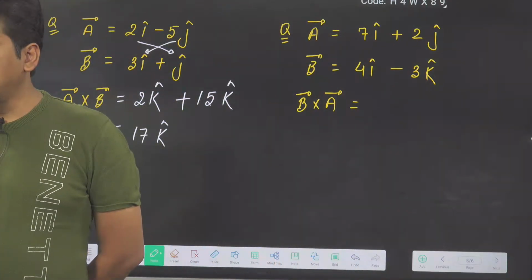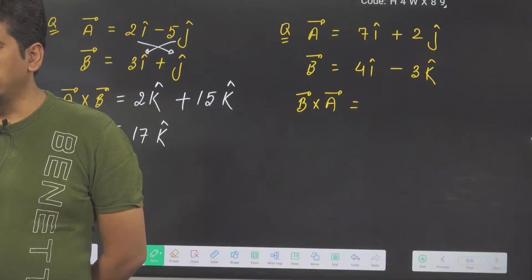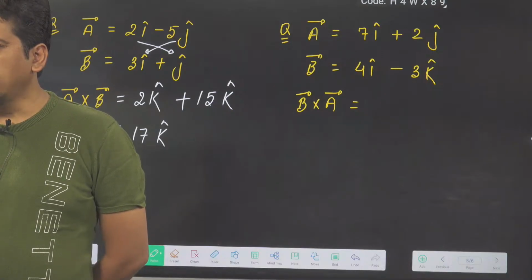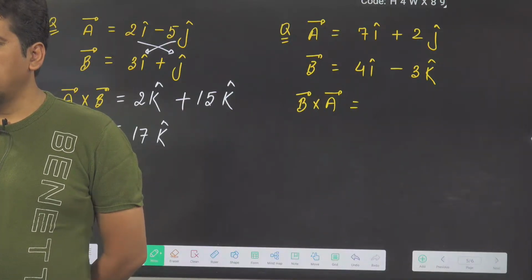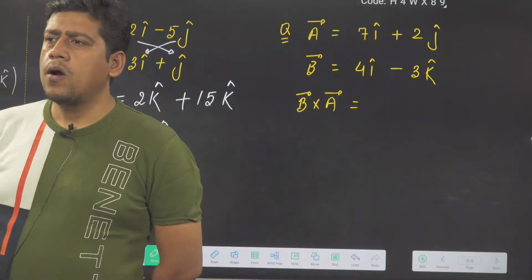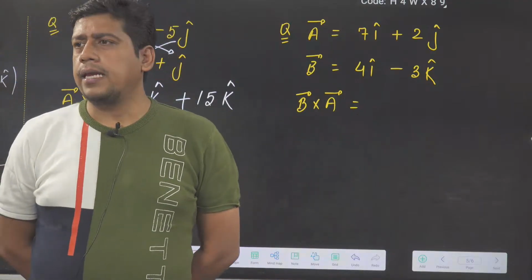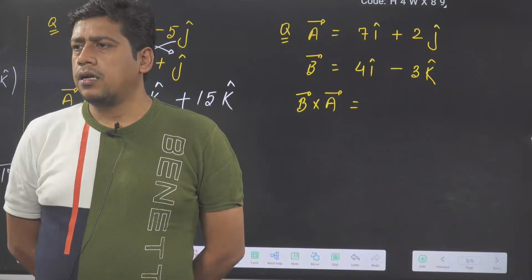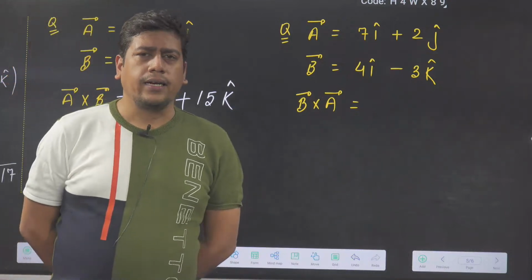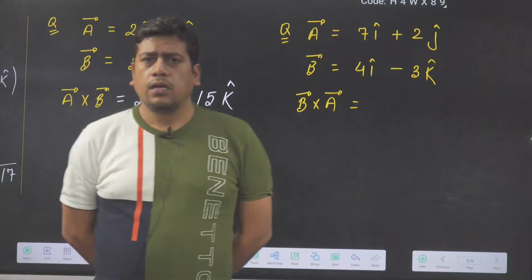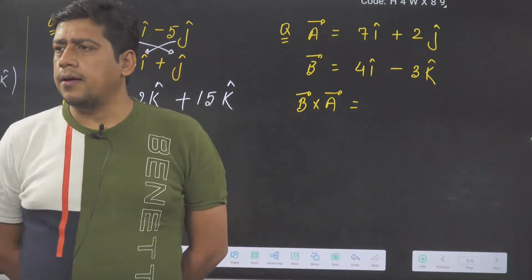Okay, first answer, Dikshit has given first answer. Kavya. Please make a habit of writing I cap, then j cap, then k cap. Please maintain the order. It looks elegant. Otherwise, there is no problem. But it looks elegant if you write first I, then j, then k.